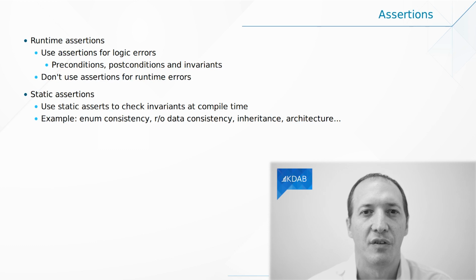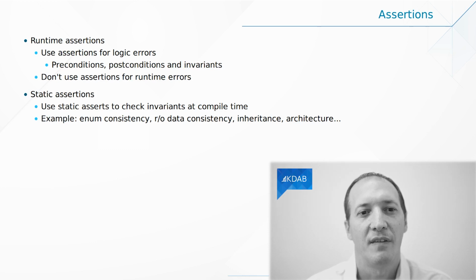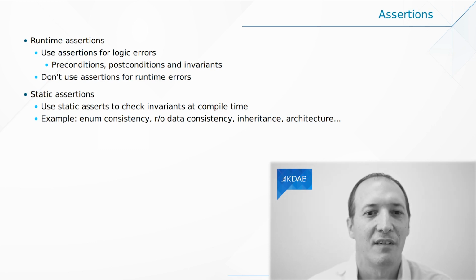Another kind of assertions are the static assertions, where this is, again, part of compilation. The compiler will tell you this check here failed, so you have to look into it. So that is for things like this enum has the wrong amount of values. This read-only data is inconsistent. The inheritance isn't as we expected. The architecture is wrong, and so on, like the CPU architecture.